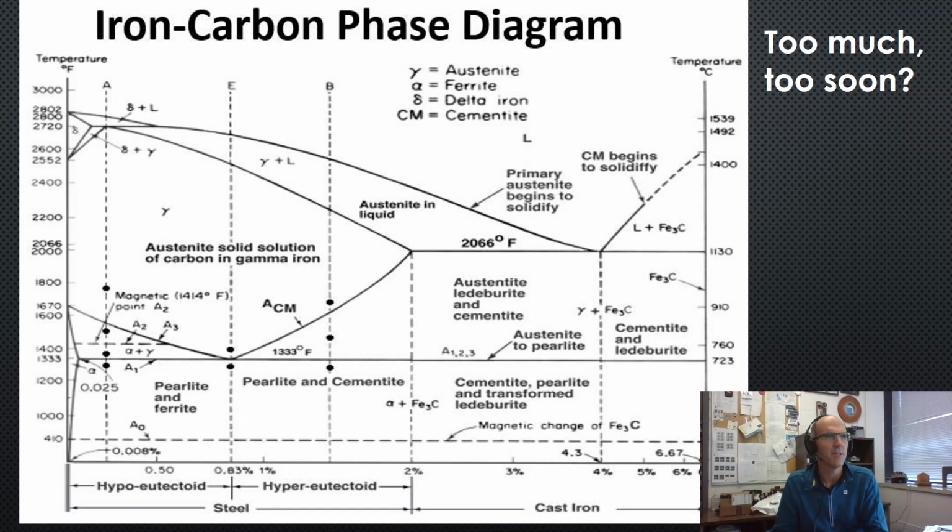The iron carbon phase diagram. There we have it right there. It's beautiful. And maybe it's a bit too much too soon. So let's go on to the next slide right here.